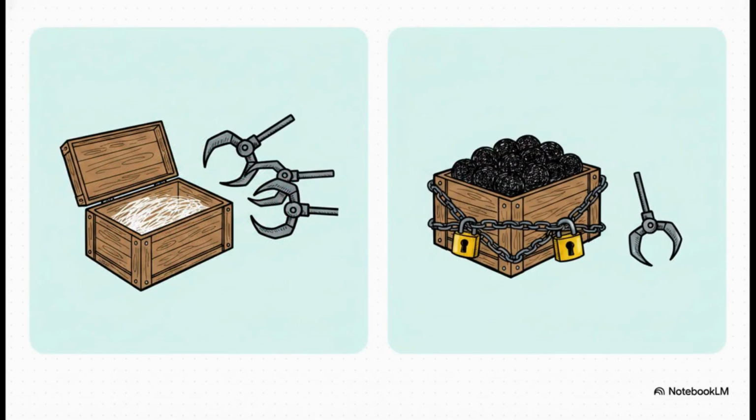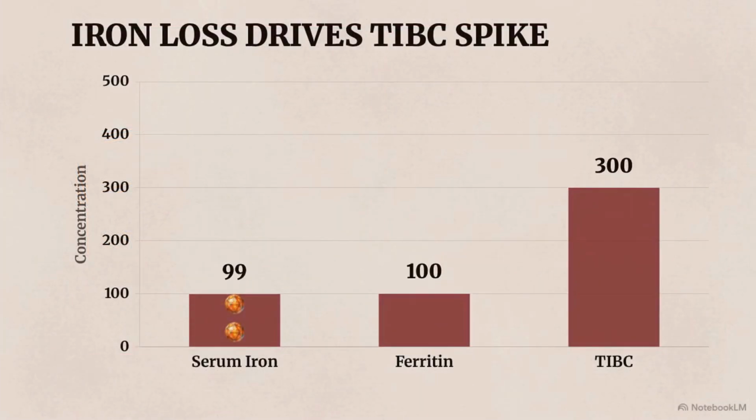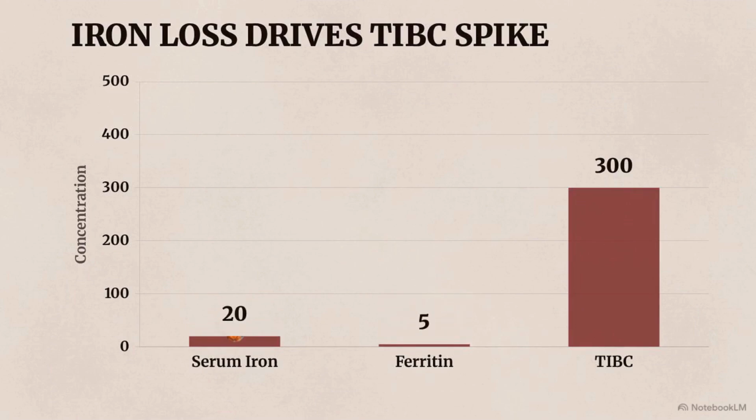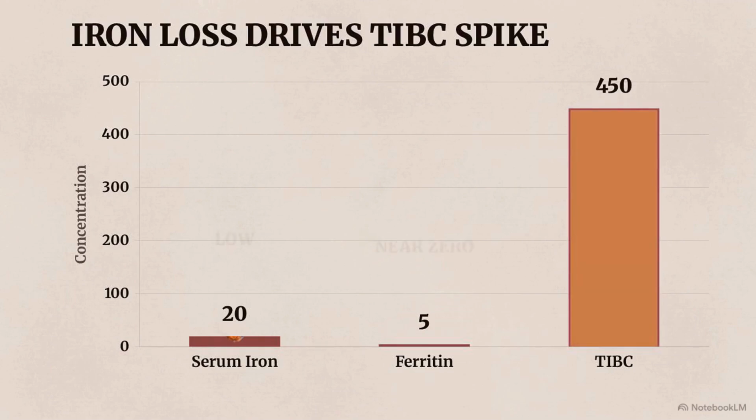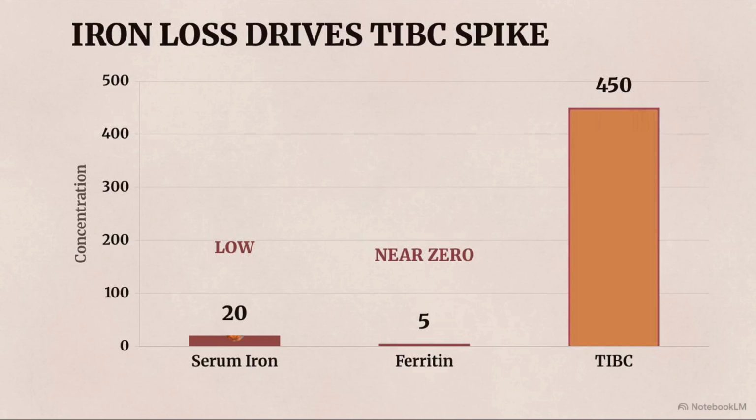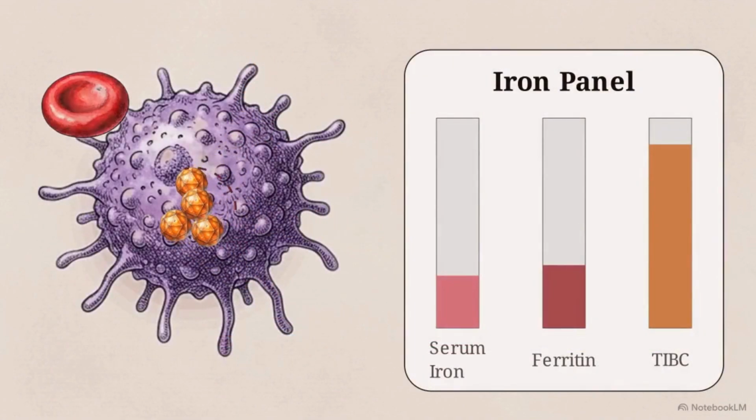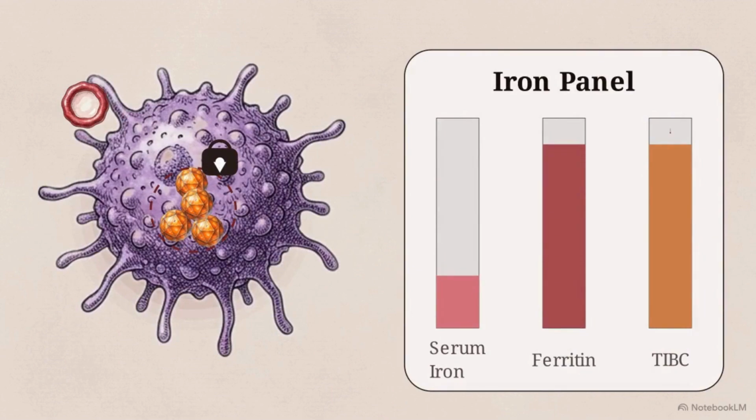To easily tell these two apart, picture your body's iron stores as a treasure chest. In iron deficiency anemia, the chest is truly empty, so your ferritin, which reflects your iron stores, is going to be low. To compensate, the liver desperately sends out more transferrin iron claws to grab any available iron floating around. So your total iron binding capacity, or TIBC, is high in IDA. However, in ACD, the iron is locked inside the chest. Ferritin is normal or even high, but the TIBC claws are low because the body is actively trying to hide iron away from potential infectious pathogens.